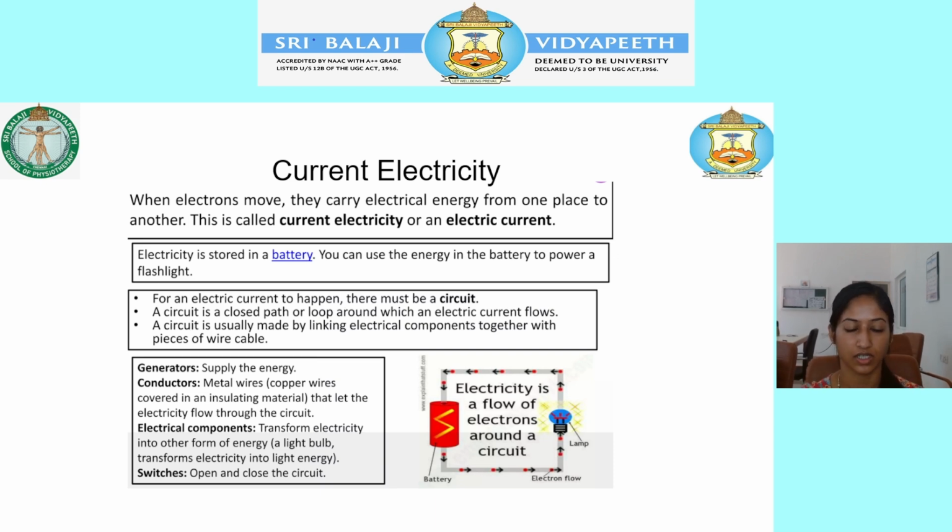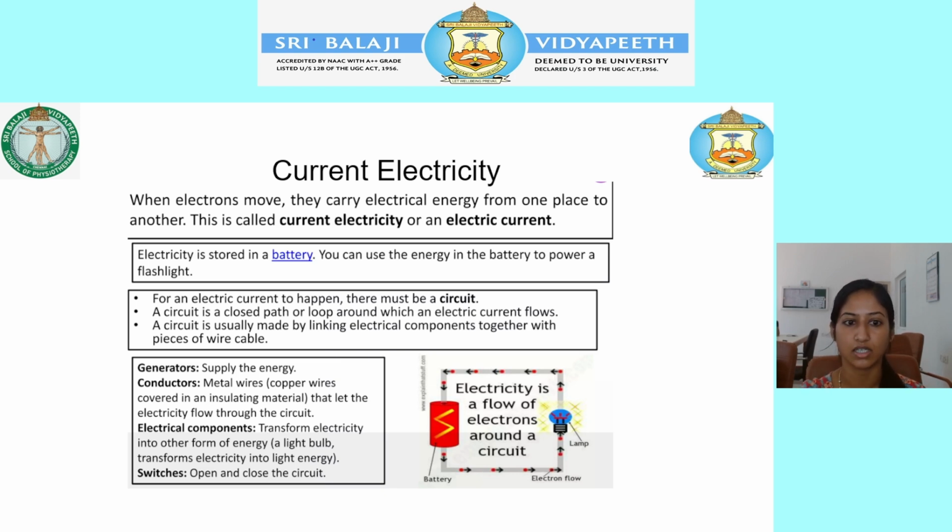Current electricity. When electrons move, they carry electrical energy from one place to another. This is called current electricity or an electric current. Electricity is stored in a battery. We can use this energy in the form of a battery to power a flashlight. For an electric current to happen, there must be a circuit.